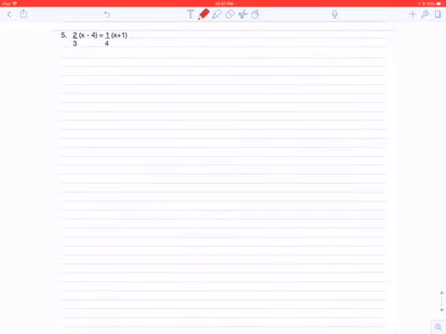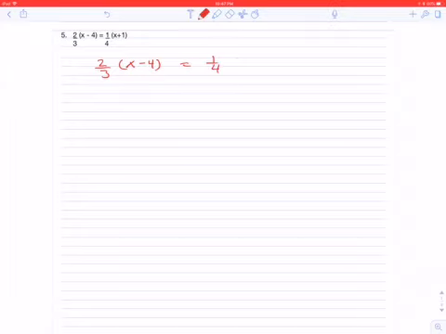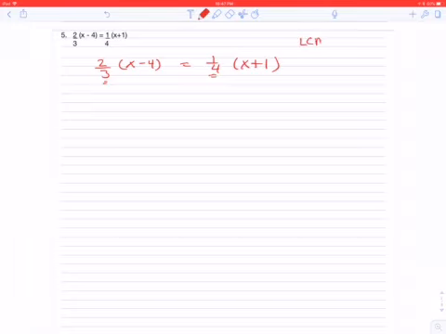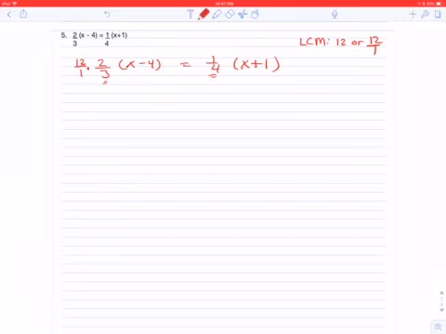Another equation with fractions. As I said, it's often easiest to get rid of the fractions. So I'll look at the denominators. I have 2/3 x minus 4 equals 1/4 x plus 1. If I look at the denominators, I have a 3 and a 4. They both go evenly into 12. That's the smallest number that they'll both go into. So that's our least common multiple, 12, or equivalently, 12 over 1. So I'm going to multiply both sides of the equation by that 12 over 1.